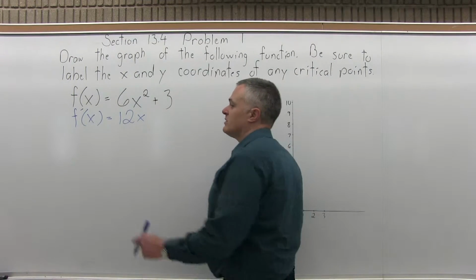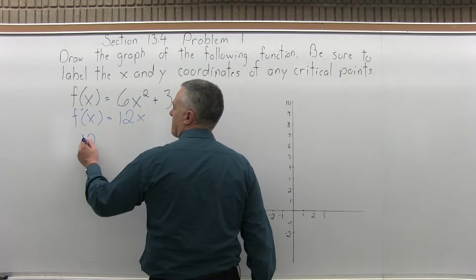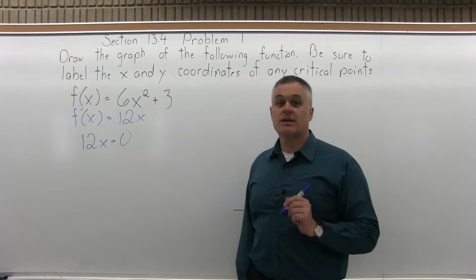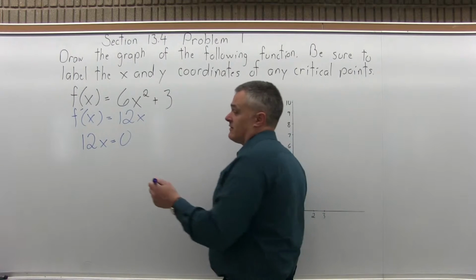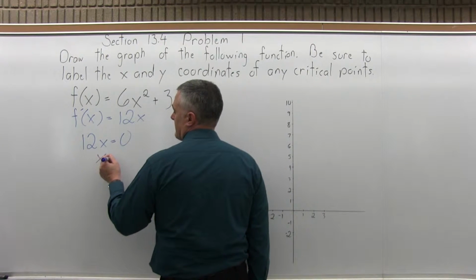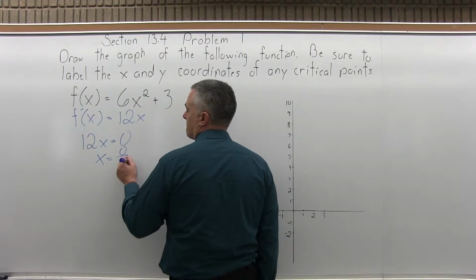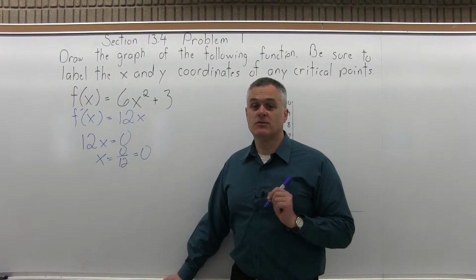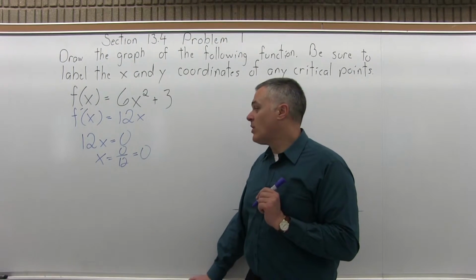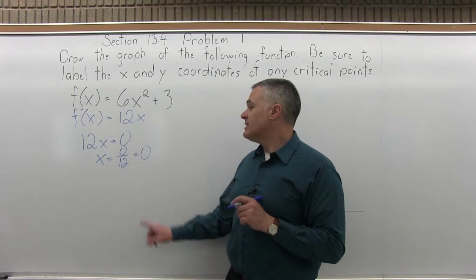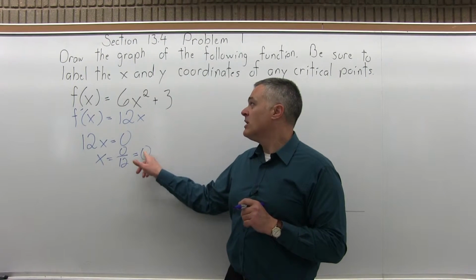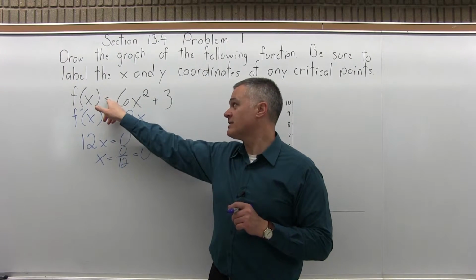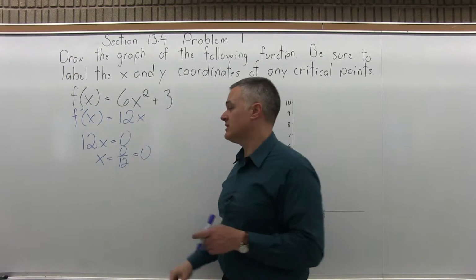Step 2, set it equal to 0. Step 3, solve for x. If I divide out the 12, x is 0. Step 4, take the answer from step 3, x is 0, plug it back into the original function, not the f prime, the f of x, and find the y that goes with it.